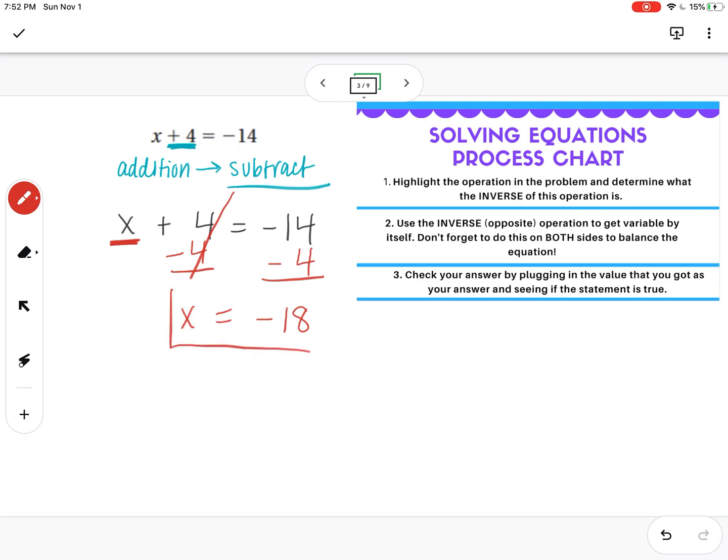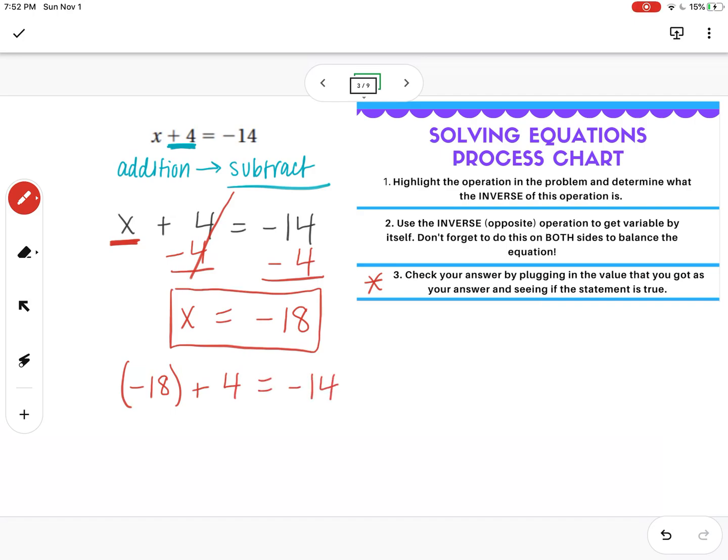equals negative 18. So it seems like we're all done, but remember, we want to use our last step and go ahead and check this in order to make sure it's correct, because it's easy to make a simple mistake. So we're just going to plug in the negative 18 in place of the x and then see if this is true.